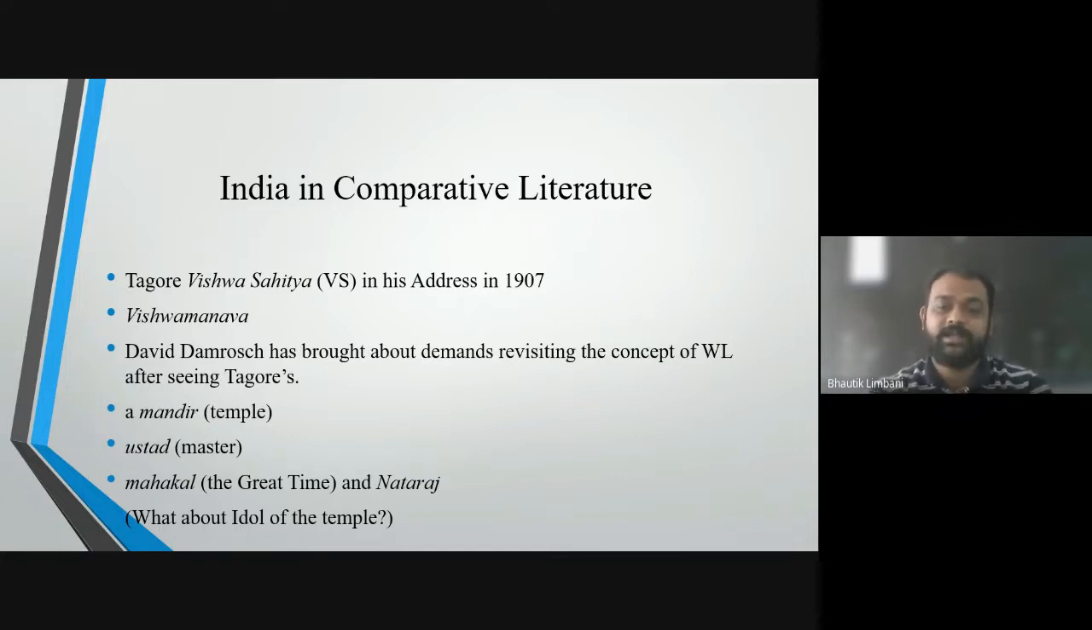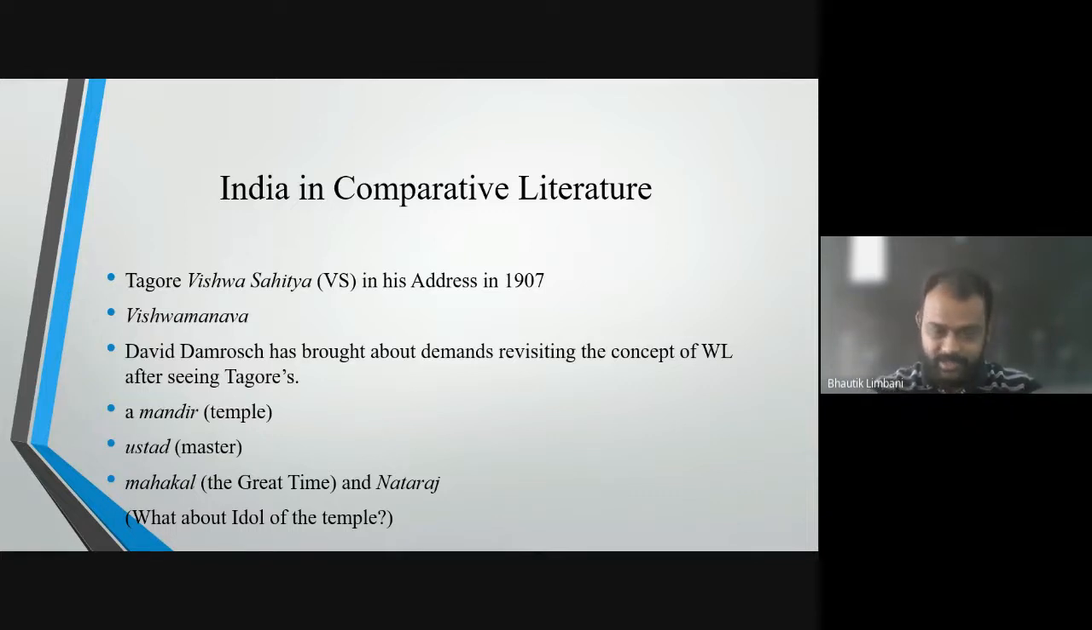So, how did India contribute, or how did India evolve the idea of comparative literature? First, it started with Rabindranath Tagore's address in 1907. In one of his addresses, he utters this word Vishwa Sahitya. Now, why? It is similar to world literature, you remember, with Goethe's concept. But here, Tagore gives us an analogy. Now, if we read his address, it looks very plausible, but there are some flaws also.